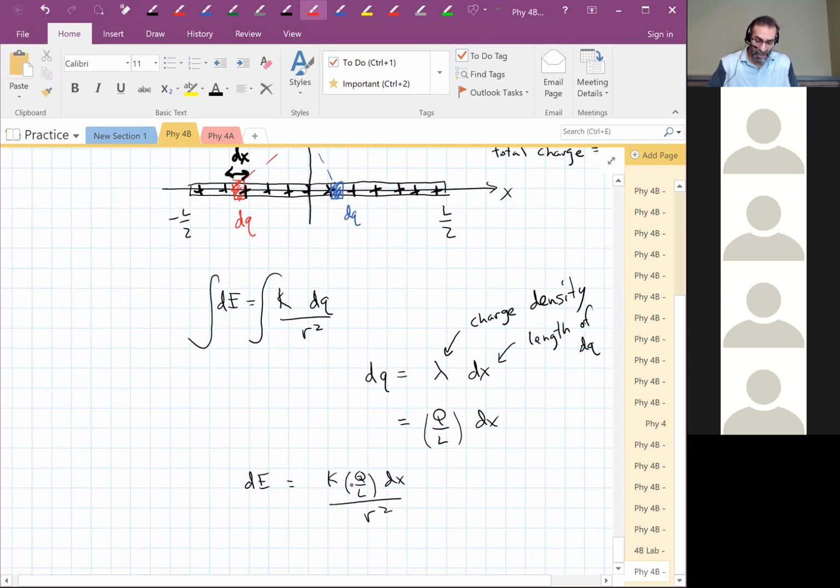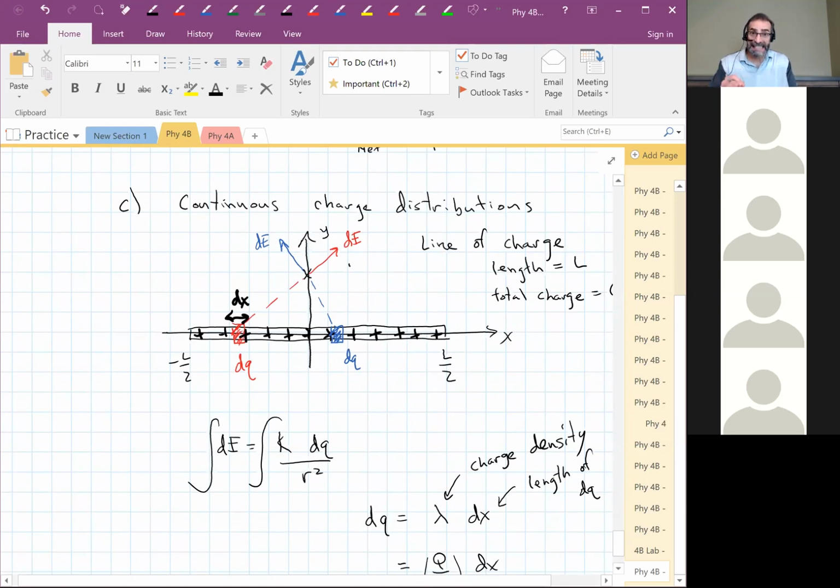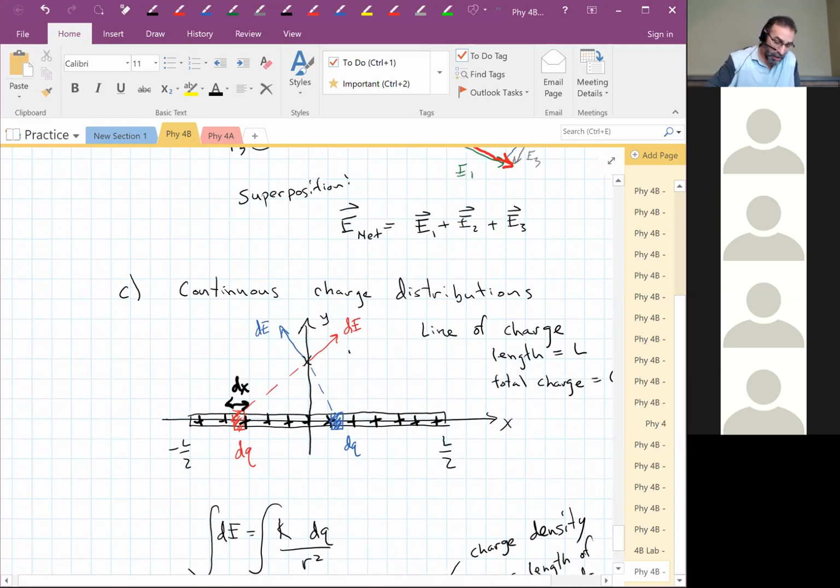So k, q, and l are constants. We're good. We don't have to worry about those. But we've got this r in our equation. What is r? R is the distance from our charge, dq, to our point of interest. So r is this distance right here. Let me, what color am I going to use?